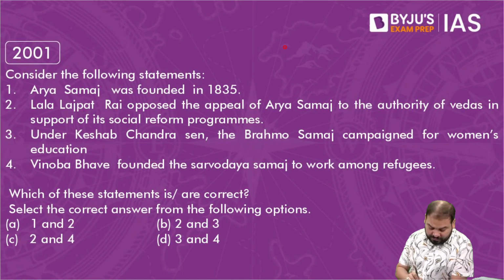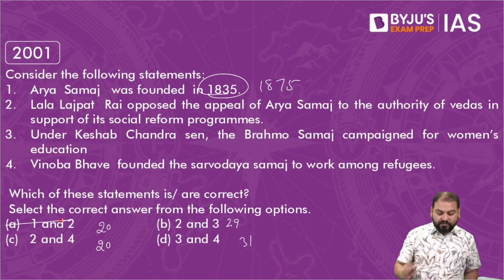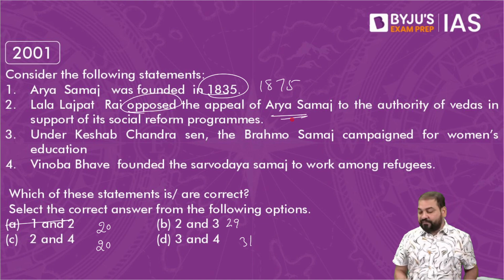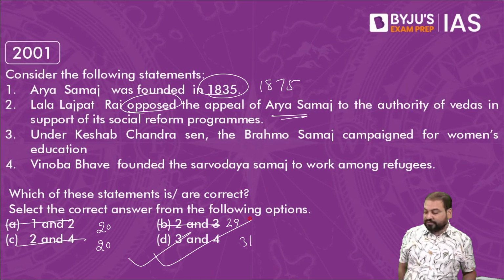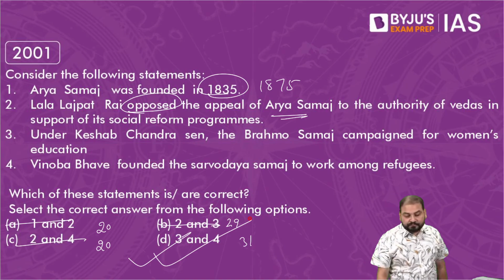2001 question. A is wrong. Lala Lajpat Rai was a supporter of Arya Samaj. Why will he oppose? He supported it. 2 is wrong. 2 is wrong. D is the answer. Think about this, everyone. We have studied both the points.